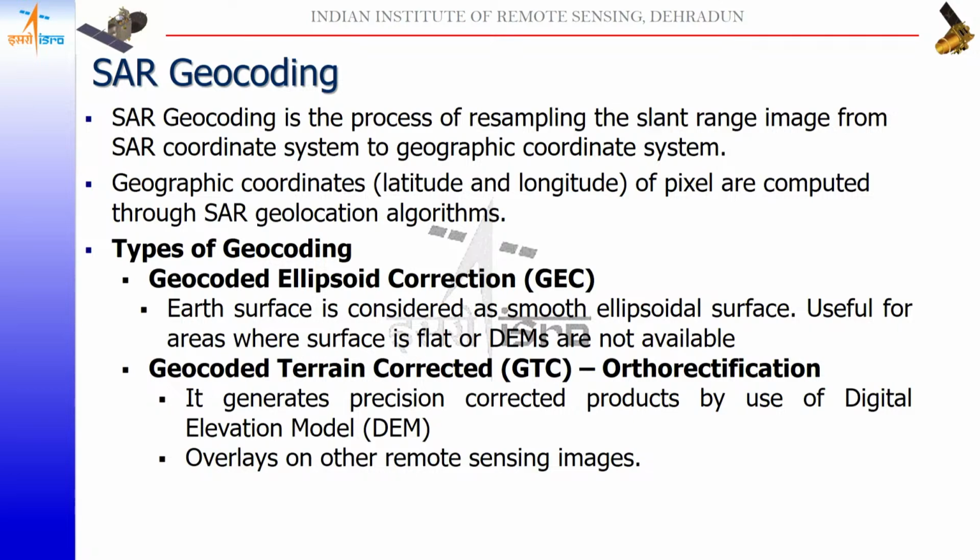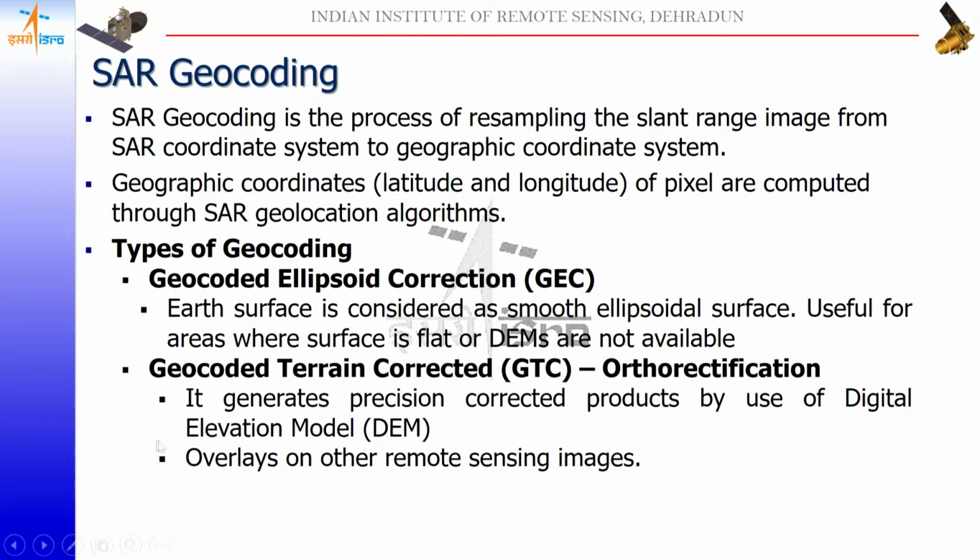or it is also called ortho rectification. So geocoded ellipsoid correction means we are projecting that lat-long with an average height. That is called the ellipsoid correction, meaning for an average ellipsoid we are doing the correction. But if we also consider the height of that pixel using the digital elevation model, then that is called the geocoded terrain corrected.